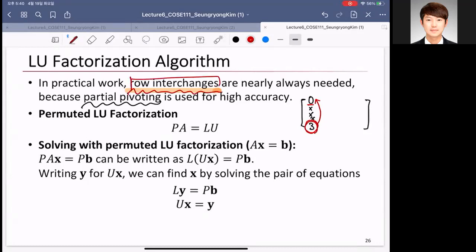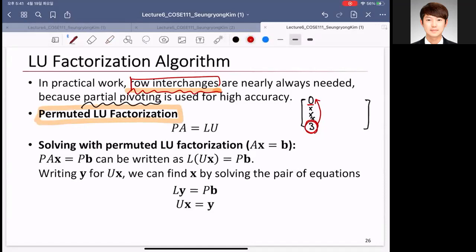Anyway, in many cases, row interchanges are needed, but the LU factorization discussed so far cannot be used in this case, right? Because we just assumed we only require the replacement operation, right? Then we need a further technique. So then we will introduce a more advanced one, permuted LU factorization. Permuted factorization. What does it mean? Looks like this.